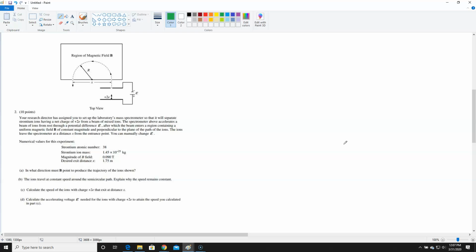Come back here. The ions travel at constant speed in a circular path. Explain why that happens. Well, the reason why that happens is because let's just think about the instant it enters the field. This is the velocity vector, and this is the acceleration vector, and they're 90 degrees. And just like in orbits, they always stay 90 degrees apart. So you can't actually change the speed, you can only change the direction.